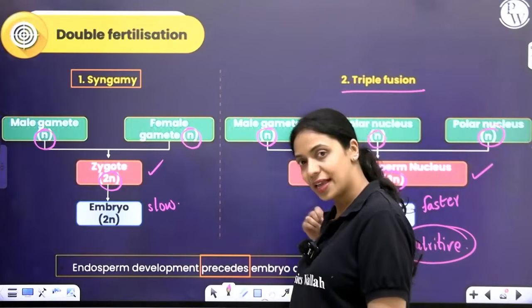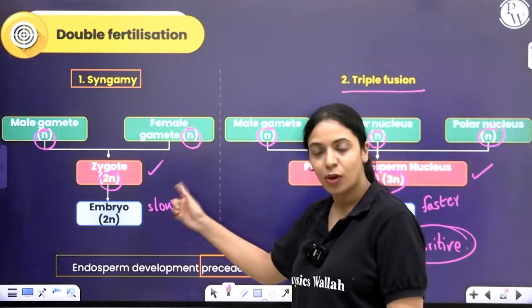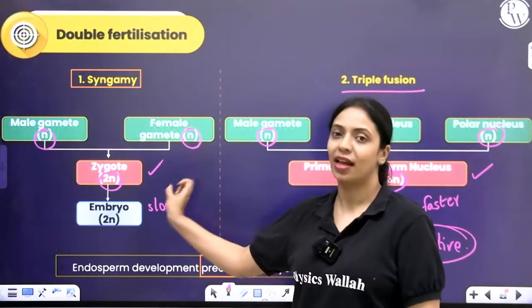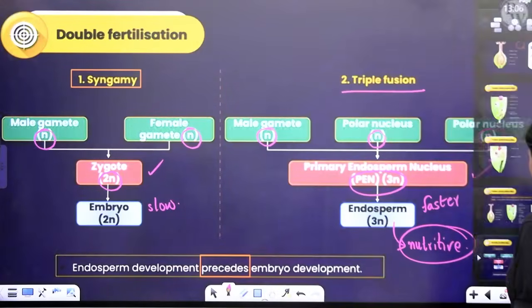Alright, so this has to form first and then only later will this form. When this forms, if this is available, it can derive the nourishment from that and undergo development, right?